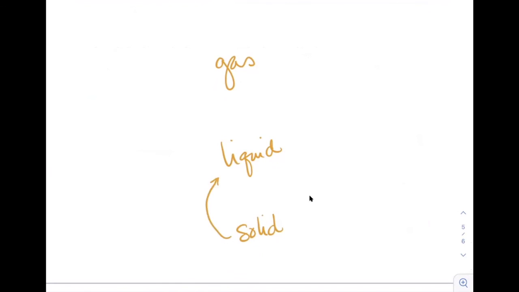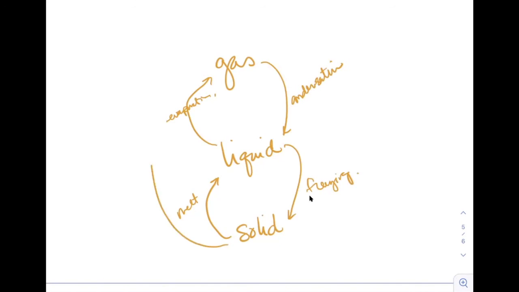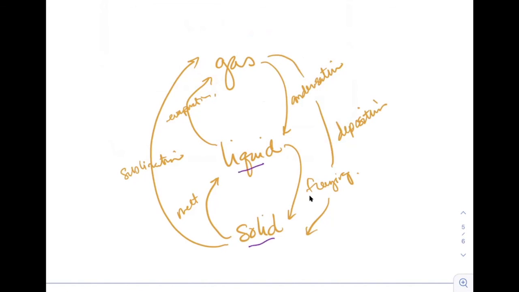So if I look at the three phases of matter in this way, when we go from a solid to a liquid, that's called melting. And when we go from a liquid to a gas, that's called evaporation. And then when we go from a gas to a liquid, that's called condensation. And when we go from a liquid to a solid, that's called freezing. And then when we go from a solid directly to a gas, that is called sublimation. And when we go from a gas all the way to a solid directly, skipping the liquid, that is called deposition.